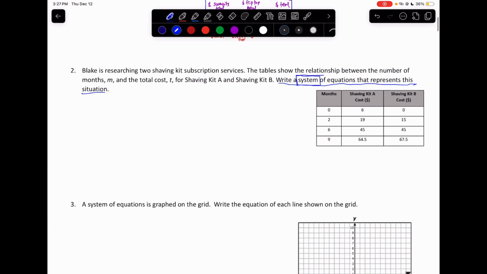So Blake is researching 2 shaving kit subscription services, and the table shows the relationship between the number of months, which is M, okay, got it, and then total cost, which is T, for shaving kit A and shaving kit B. So that's the relationship that it wants me to write a system of equations for. Got it. So you notice here that even though it's a quote unquote word problem, the words didn't tell me anything about the relationship between the months and the total cost. There are no numbers in my word problem. The numbers are in my table. So all I'm doing here is writing an equation based on our table.